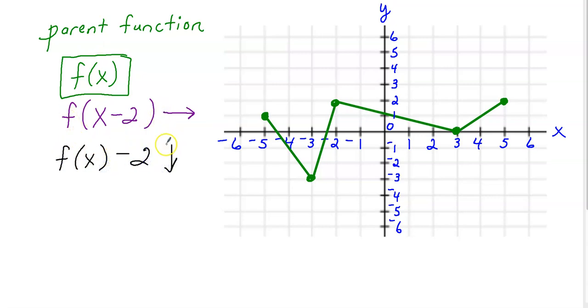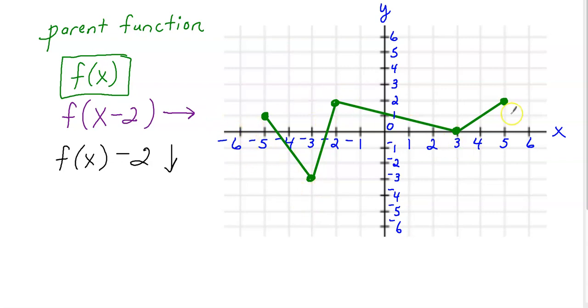So here's how I remember it. If the number's inside the parenthesis, it moves it left or right, and you think opposite. If the number's outside the parenthesis, it moves it up or down, and you don't have to think opposite. So this actually does move it down 2 units. So if I were to do this one, I would take each point and move it down 2. I'd take this and go down 2, I'd take this and go down 2, and so on, and then make my new graph.